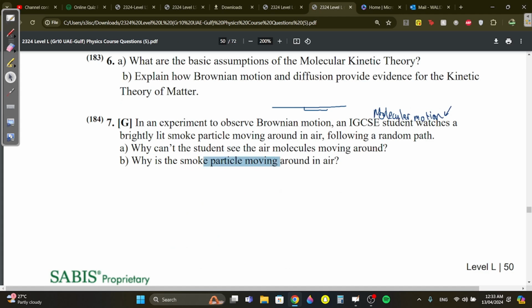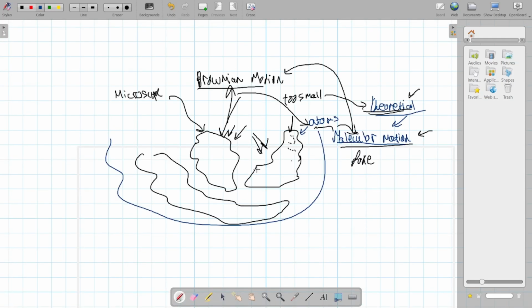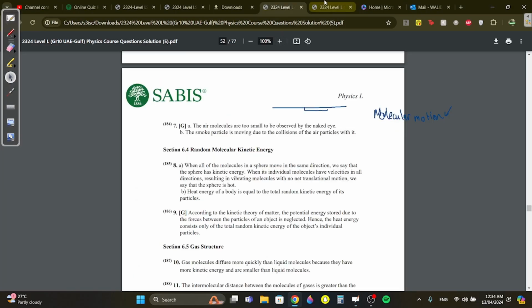And then for part B, why is the smoke particle moving? Why are the particles moving? They're moving due to the collisions of the air particles. I don't know if I explained, but for Brownian motion, why are these moving? Obviously it's random motion, but it's because of the molecular motion. So we needed a reason to say that this Brownian motion occurs. Why? Because of the molecular motion, which is the particles, the atoms, that are moving. Those atoms moving cause this smoke particle to move around. They're colliding with the particles around to move. This will surely come as multiple choice, but just to help you understand.